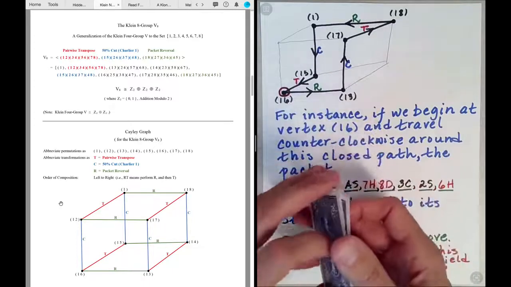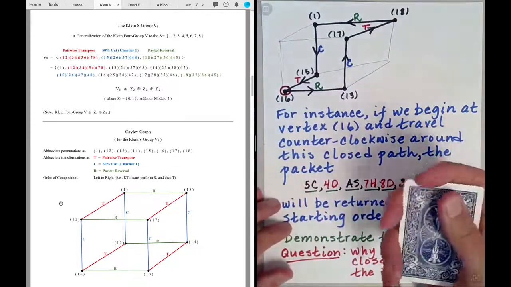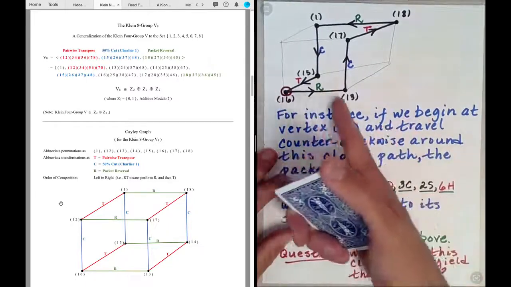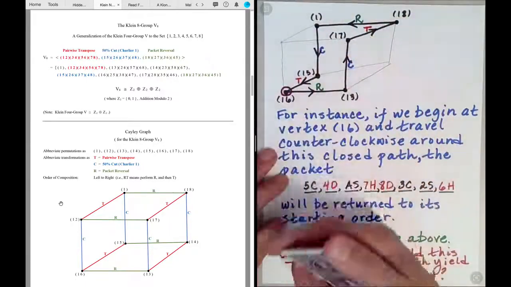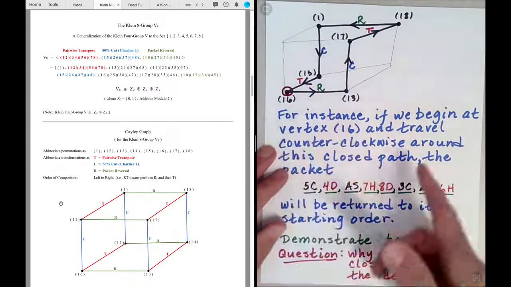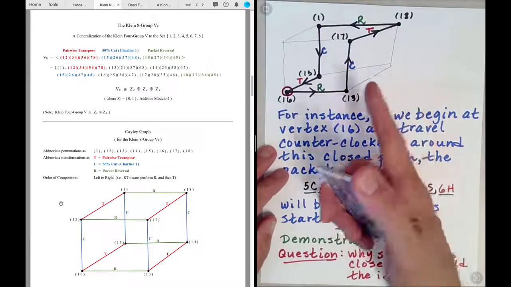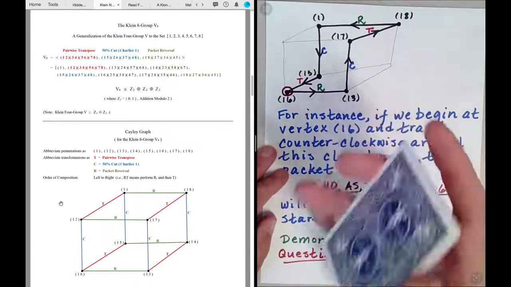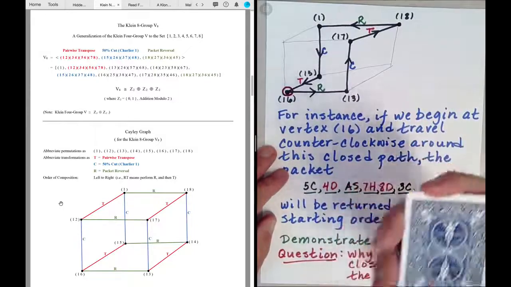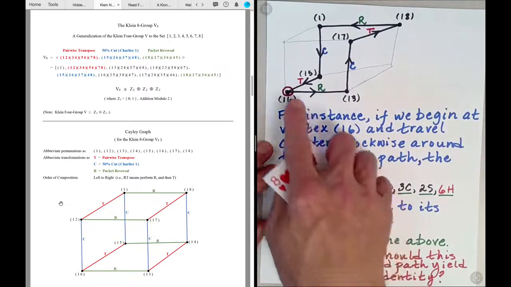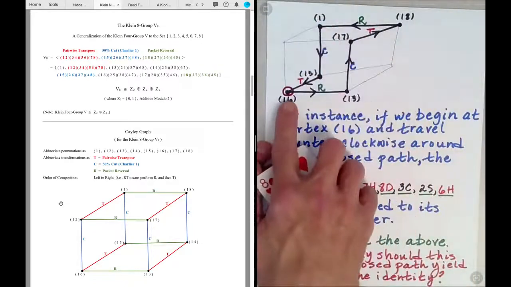So what we're going to do is verify this property of Cayley graphs, that if we complete a full cycle somewhere along the Cayley graph, here it's along that cube, and return to where we began, we will return this packet to its original order. Okay, so I just arbitrarily chose a place to start. So let's start down here in the bottom left.